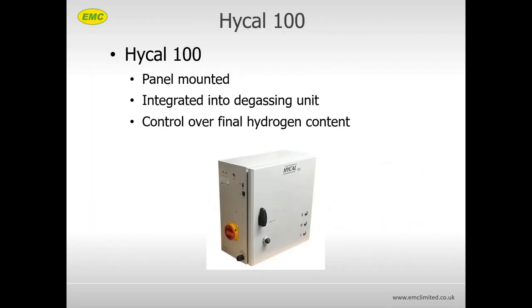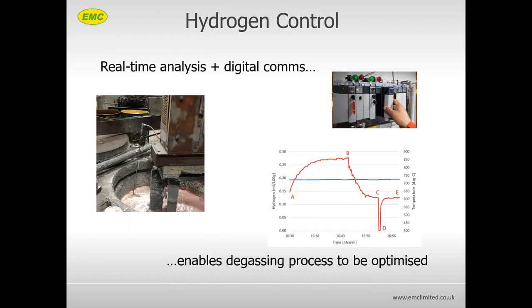HiCal 100 basically contains all of the internals of the HiCal unit, but it's designed to be integrated into a degassing unit. It allows, obviously, control over the final hydrogen content of a degassing process. We see the optimization of the degassing process. A to B is where the hydrogen has reached its equilibrium within the probe, B to C, the degassing process. Again, you can see the hydrogen level is followed in real time.